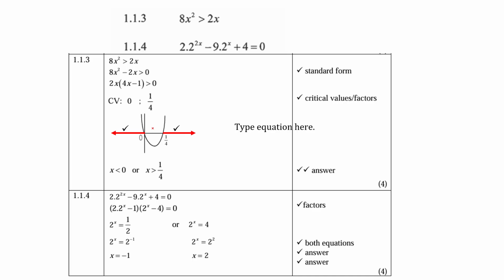Or you can do it without using the k value, just by normal factorization. Then the factors will be 2 times 2 to the power x minus 1 into 2 to the power x minus 4. Then each bracket equals 0. Solve for x and you get x equals negative 1 or x equals 2. And again, test your answers.